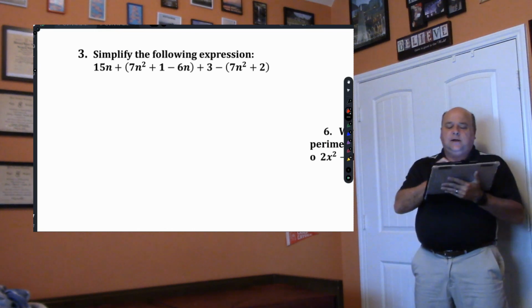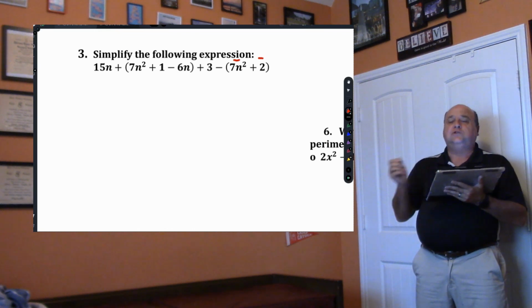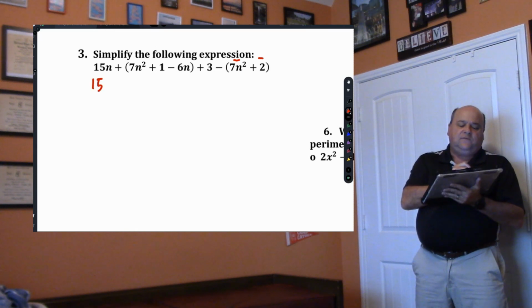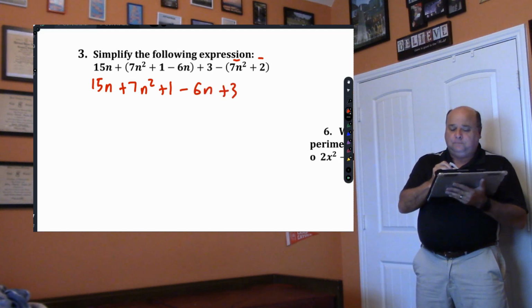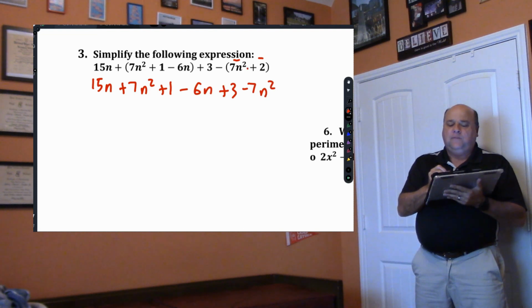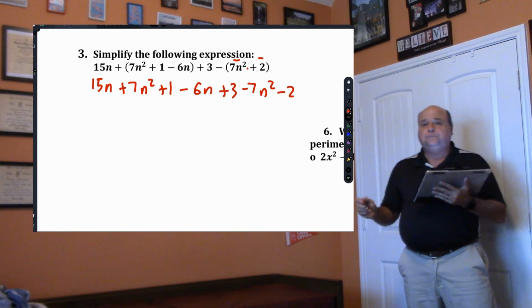Same thing on this one right here. This minus is going to get distributed. So let's rewrite it. 15n plus 7n squared plus 1 minus 6n plus 3. The opposite of plus 7 is minus 7n squared. The opposite of plus 2 is minus 2.